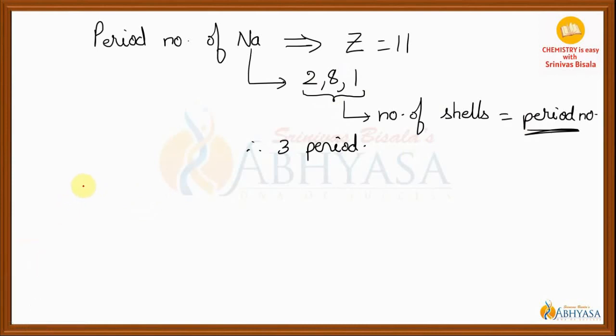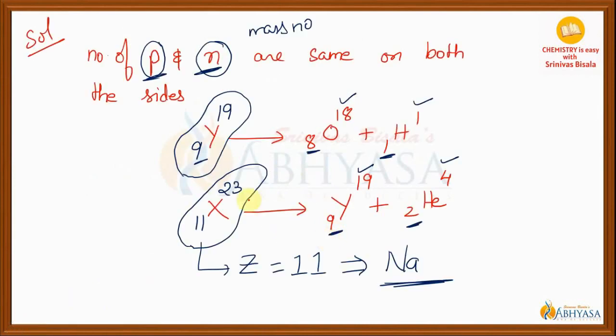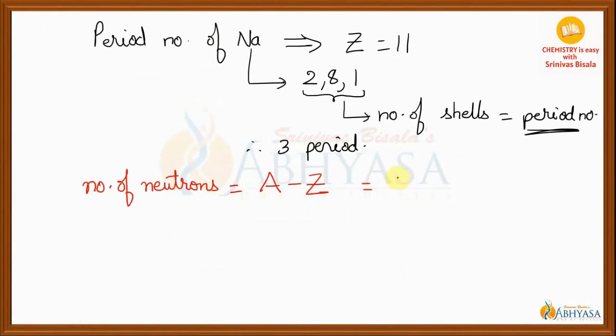So how will you calculate the number of neutrons? The formula to calculate the number of neutrons is A minus Z. What is A? A is the mass number and Z is the atomic number. Here we already have the atomic number of sodium as 11 and the mass number as 23. So A minus Z is 23 minus 11, which is nothing but 12. So these are the number of neutrons present in one sodium atom, which is mentioned here.